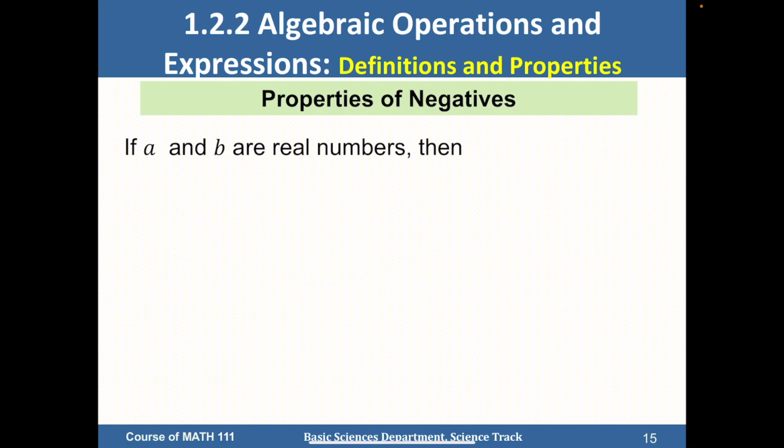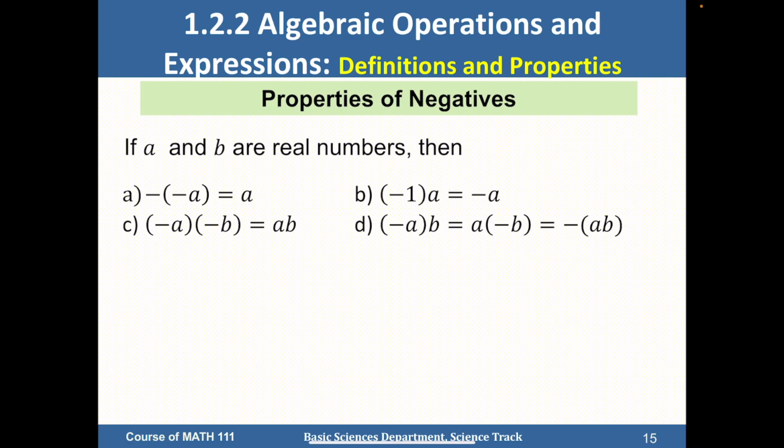Properties of negatives. If a and b are real numbers, then negative negative a equals a. It's just multiplying the negatives together, and you know that negative times negative equals positive, so that's why we get a. And here, negative 1 times a would be negative a. And here we multiply the negatives together and a with b. So negative times negative is positive, and a times b is ab, but since it is positive, we don't have to write positive, we just write ab.